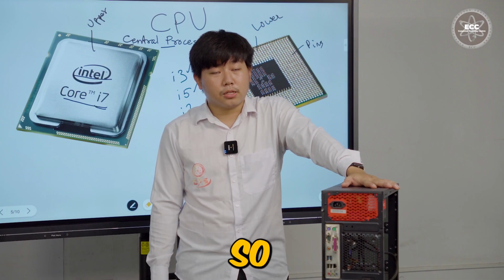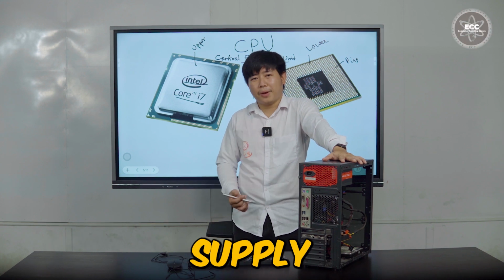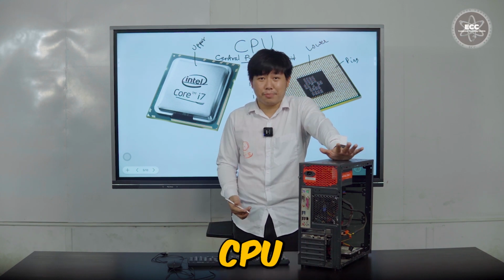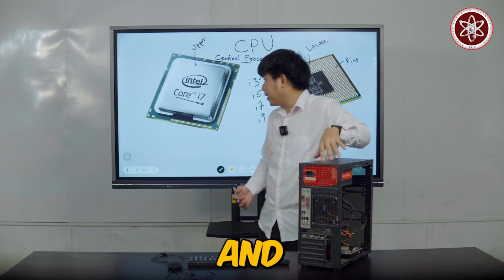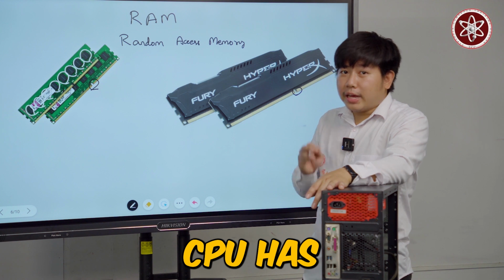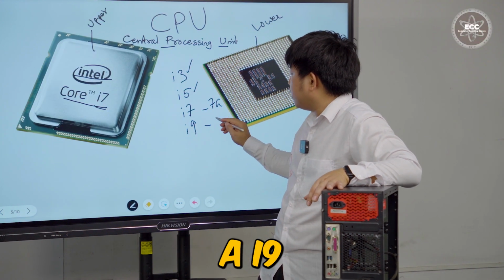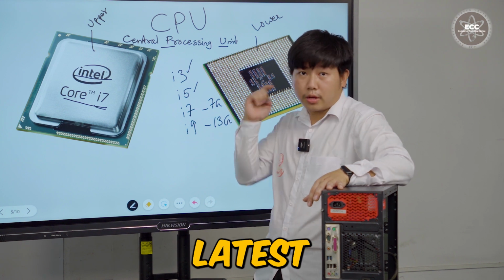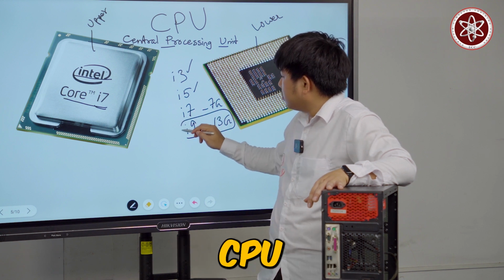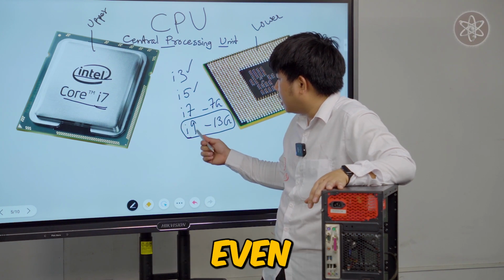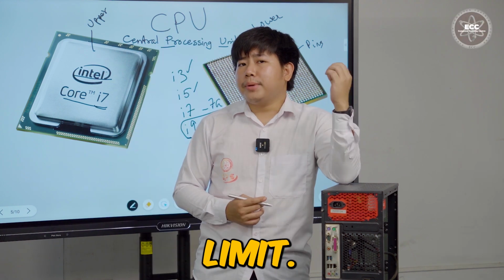operate anything. So the CPU is the brain, but still, as we have learned, without the power supply unit, the CPU is not going to operate because the CPU requires electricity to operate. And what about the RAM? The CPU has limits. Even if we install an i9 13th Gen, which is the latest CPU level, the most powerful CPU currently from Intel, it has a limit.